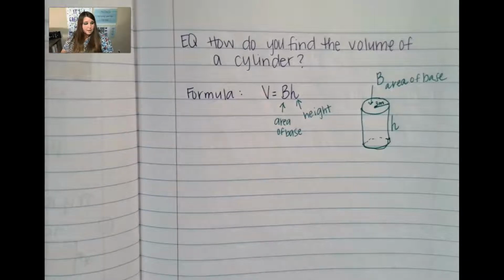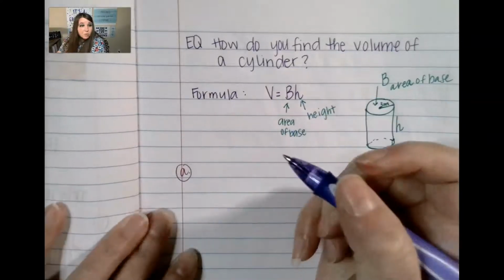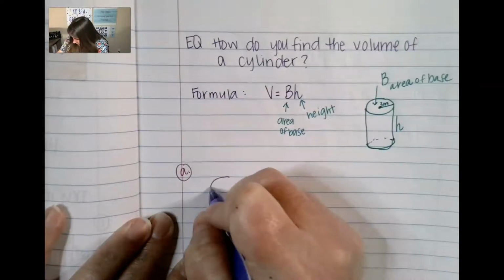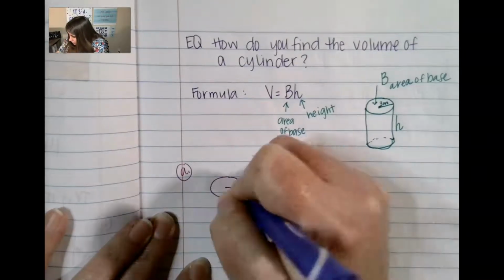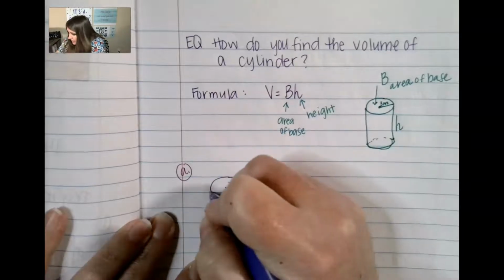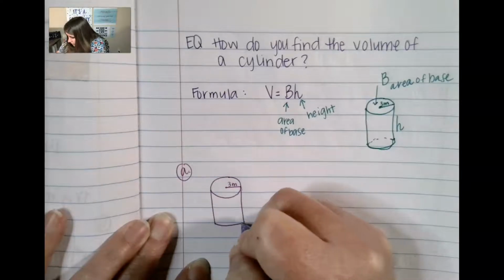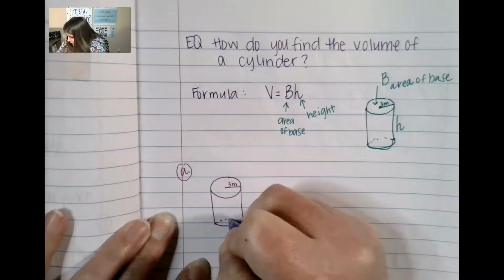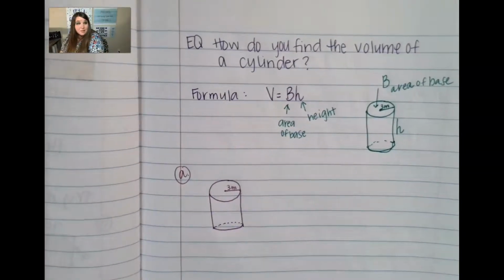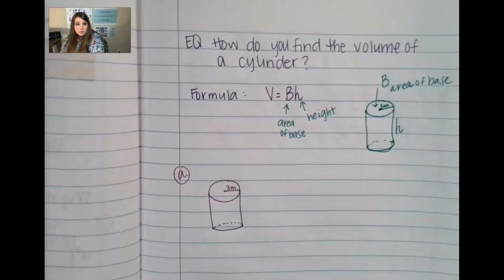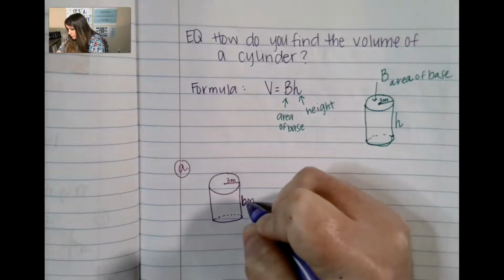All right, so example A. Example A, we have a can or a cylinder, and it has a radius of 3 meters. And then we have, here's our height, and then the front of the can, and of course it's 3-dimensional. So make yours look the best that you can so that it does look like a 3-dimensional figure. Okay, and this has a height of 6 meters.